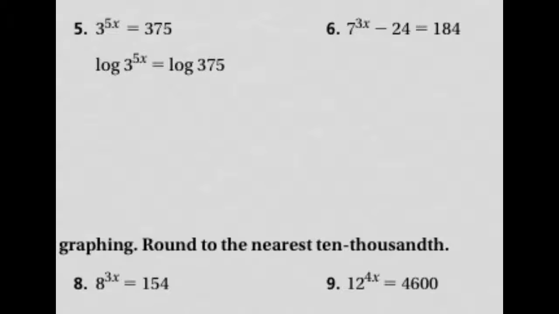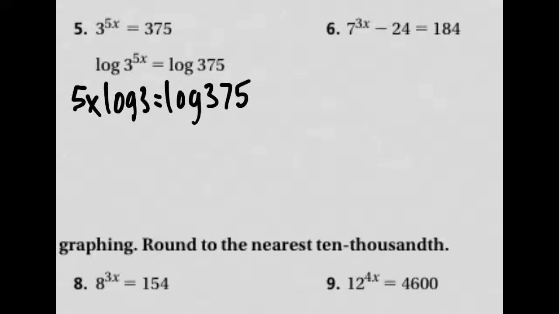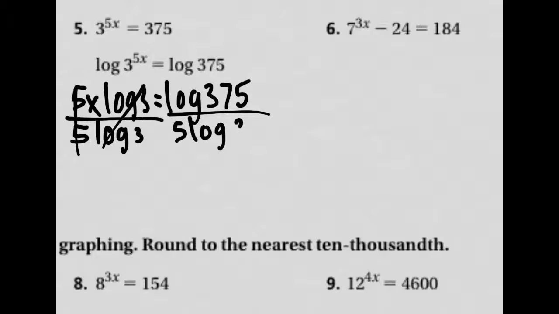Then what you do is you take the 5x and turn it into a coefficient instead of an exponent. 5x log of 3 equals log of 375. Then to isolate the x, you're going to divide by 5 log of 3. You divide by 5 to cancel the 5. You divide by log of 3 to cancel the log of 3 on both sides. 5 log of 3.